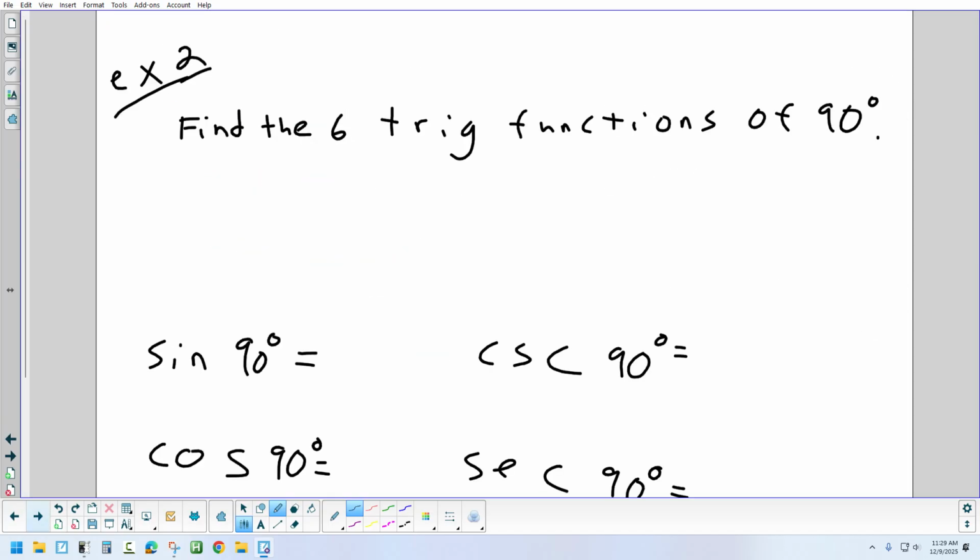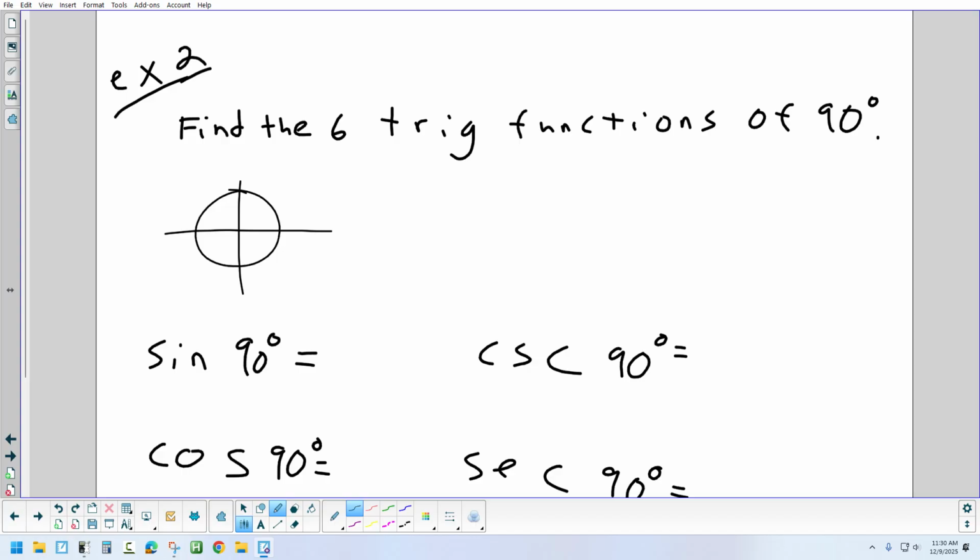Okay, let's try this one. Find the 6 trig functions of 90 degrees. What's different about this one? Definitely something different, Emma. We're using the degrees instead of the fractions and coordinates. Right, you need the location of the terminal side of that angle. You don't need the angle. The angle will help you find what you need, but it's not what you need to do all the definitions. So we can make a sketch.